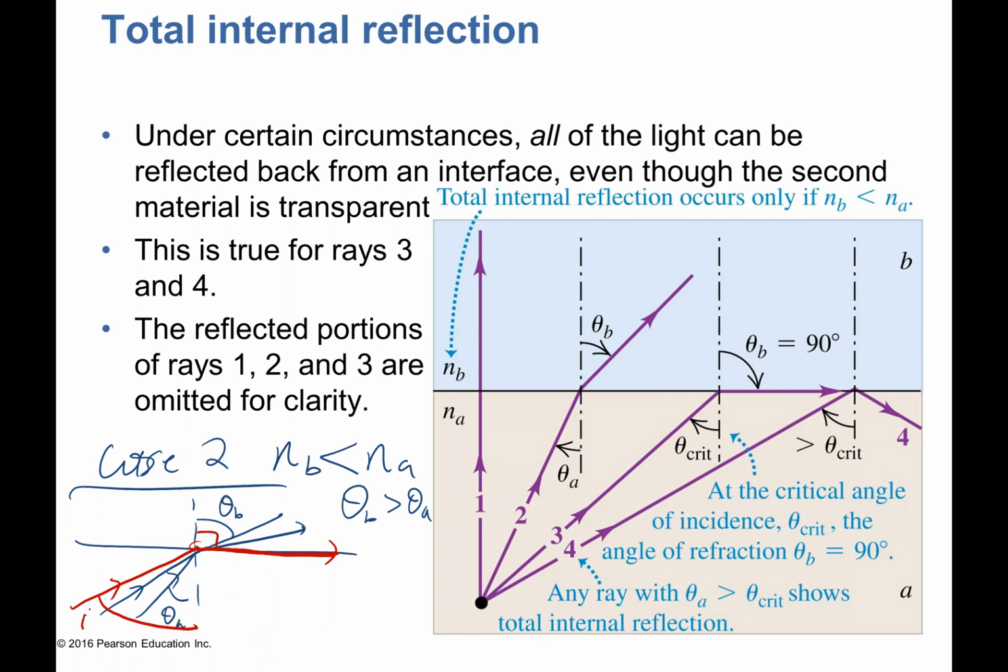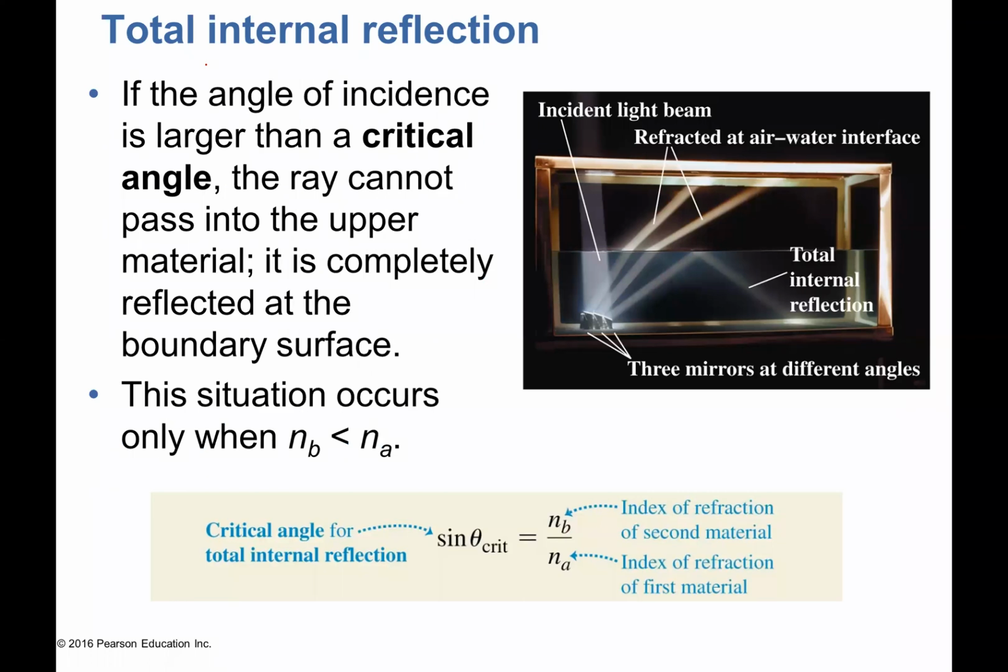So we call this the critical angle. You can see right here is ray 3. Ray 3 is at the critical angle because the refracted ray coming out is perpendicular to the normal. Now, what happens if I increase my incident angle beyond the critical angle? Then all the light is reflected back. That's why it's known as total internal reflection. Everything is reflected back. Again, it only happens when you are going from more dense to less dense. That means NB less than NA is the requirement for that.